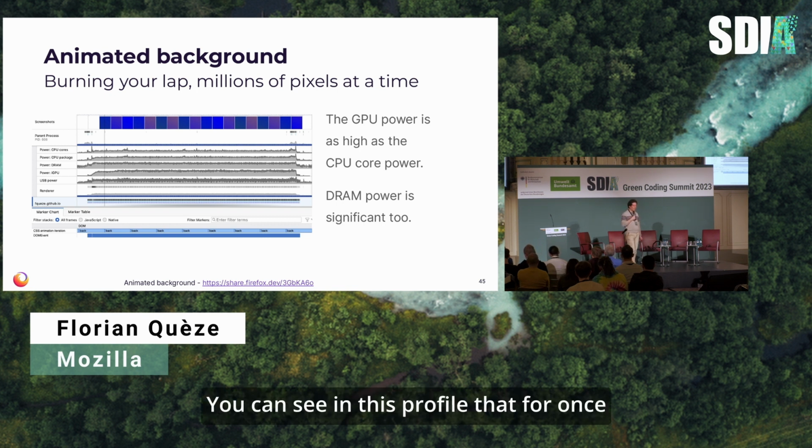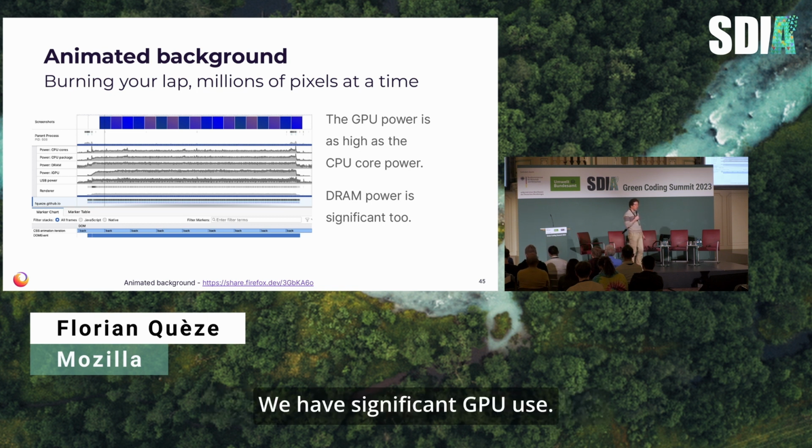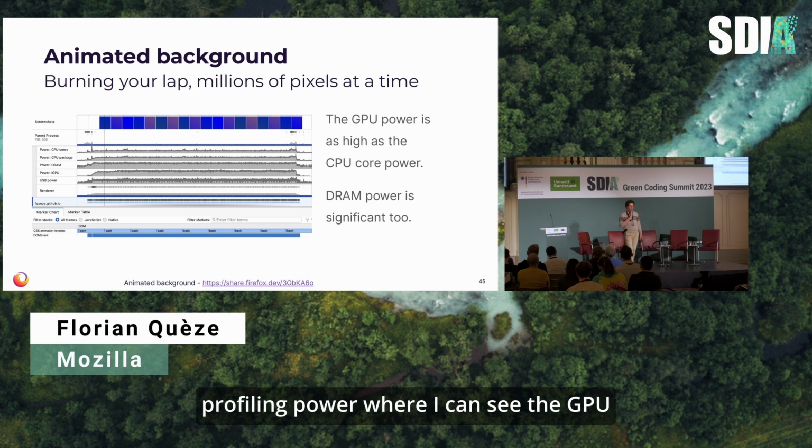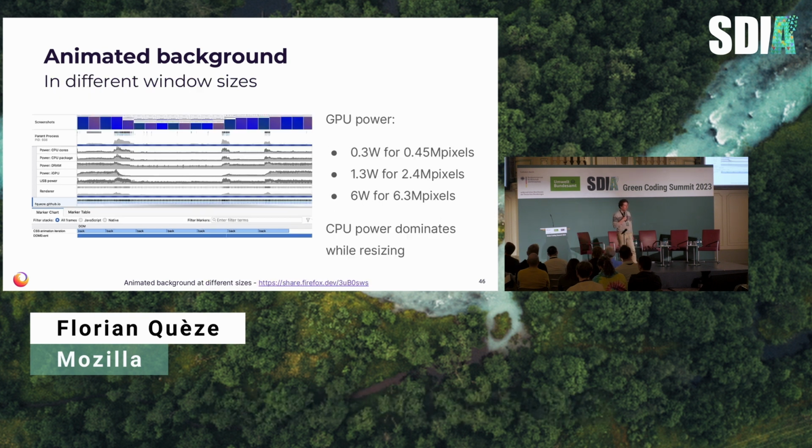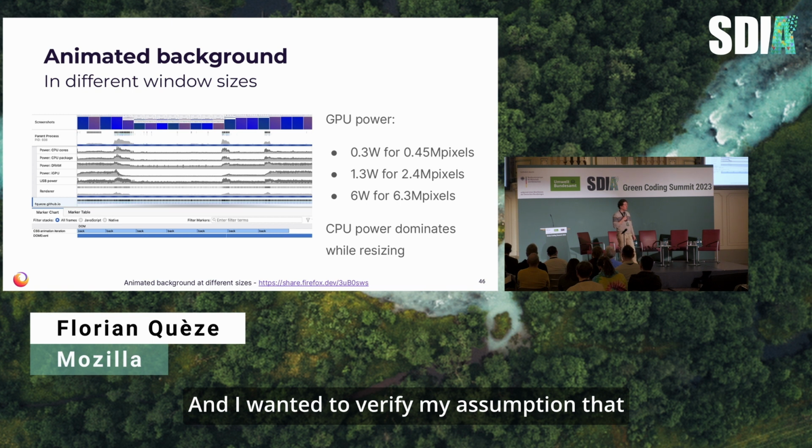You can see in this profile that for once the CPU use doesn't dominate. We have significant GPU use. We have significant DRAM power use. So this is using the memory. And all of those pixels, they need to go through the memory at some point, so it should not be a surprise. But it's one of the rare cases of profiling power where I can see the GPU using as much power as the CPU. And that's the thing you would typically only see when doing 3D video games or things like that. And I wanted to verify my assumption that it was because of many pixels being drawn many times.